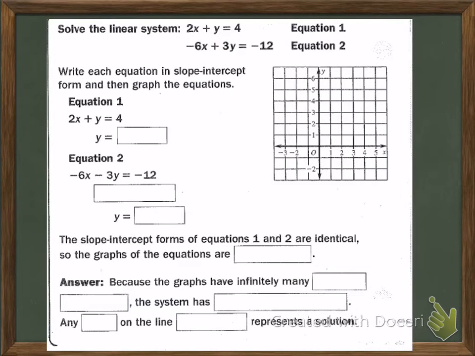In example 3, we're going to look at a linear system with many solutions. First, we want to graph the equations, but they're not in graphing form. They're not in slope-intercept form. So we want to solve them for slope-intercept form first. Looking at equation 1, we're going to subtract 2x from both sides. And we get y is equal to negative 2x plus 4.